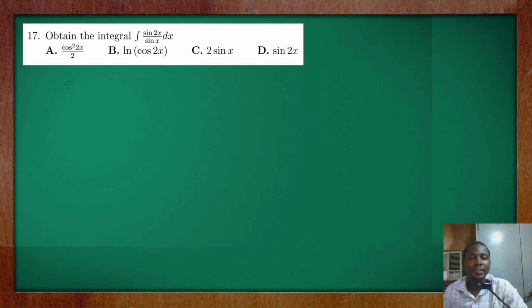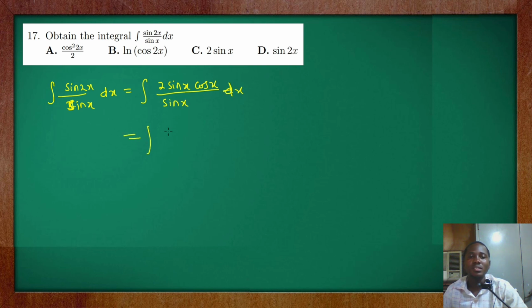So here in this question, we have to evaluate this, obtain the integral of sine 2x over sine x dx. Here we have sine 2x itself is what? 2 sine x cos x. All right, then divided by sine x. So that means we have the integral of 2 cos x, and that means we have 2 multiplied by the integral of cos x dx.